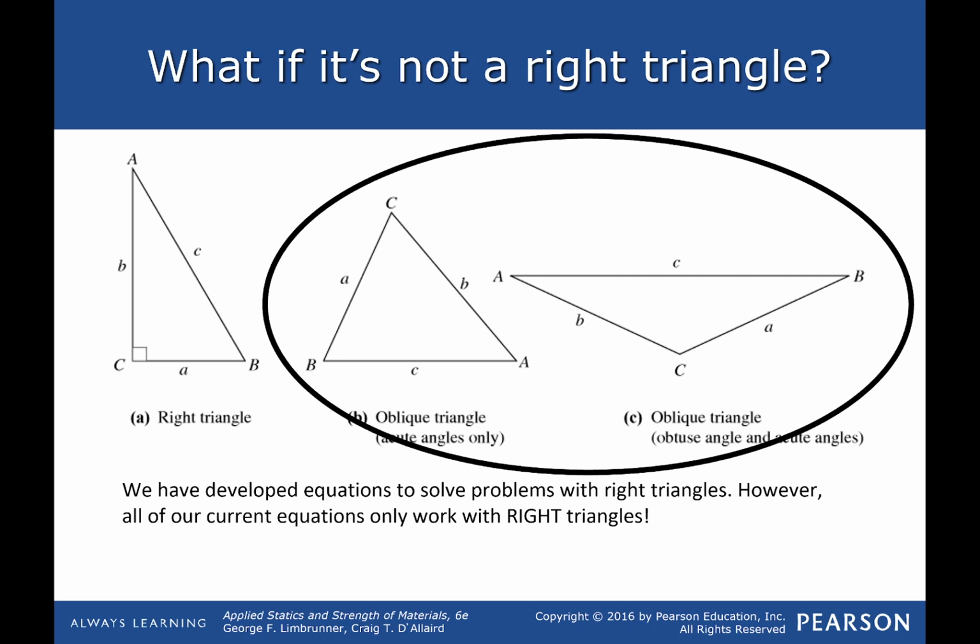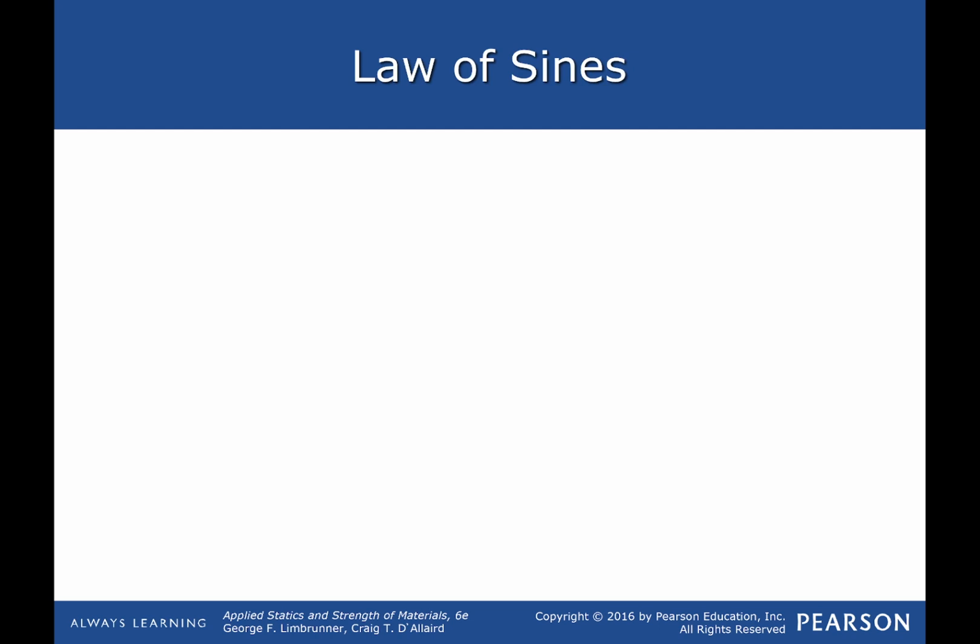So please remember this. Everything we've learned so far, all of our current equations, are only for right triangles. Everything we're about to learn is good for all triangles. Everything we learned before this point, our trig identities as well as the Pythagorean theorem, only work for right triangles. So let's figure out what the first tool we're going to have is. The first tool is what's called the law of sines.